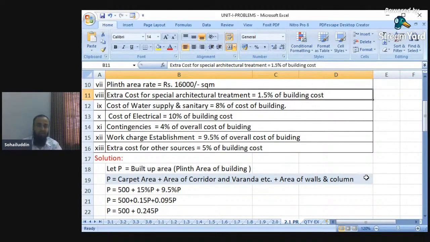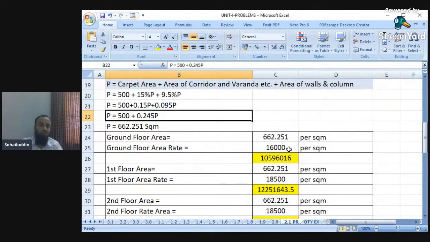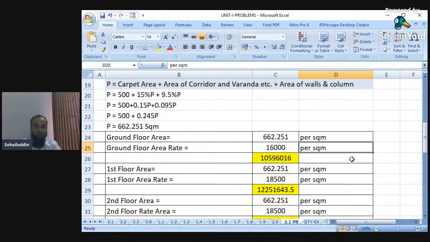Same way, plinth area rate is same. That is plinth area, suppose we are assuming P as plinth area, then built up area or plinth area of the building, then carpet area, same way addition is there, 15% and 9.5%. It comes about, P comes about 662.251 square meters. Next is ground floor area rate, it has been again taken as 16,000. Again the multiplications.